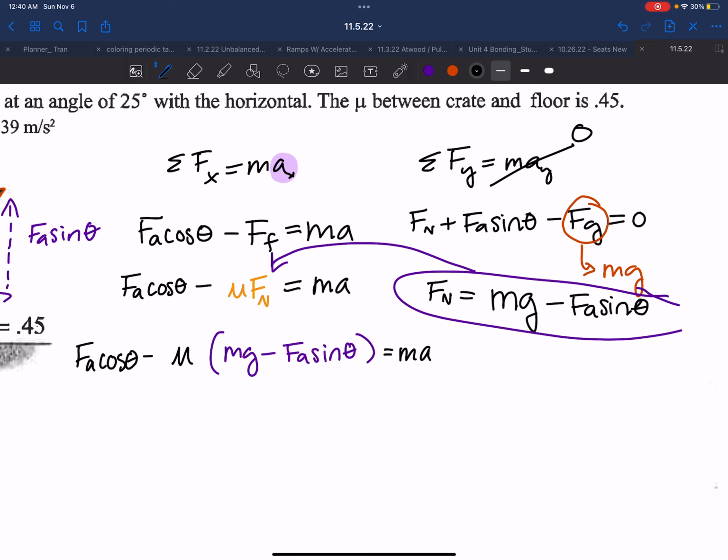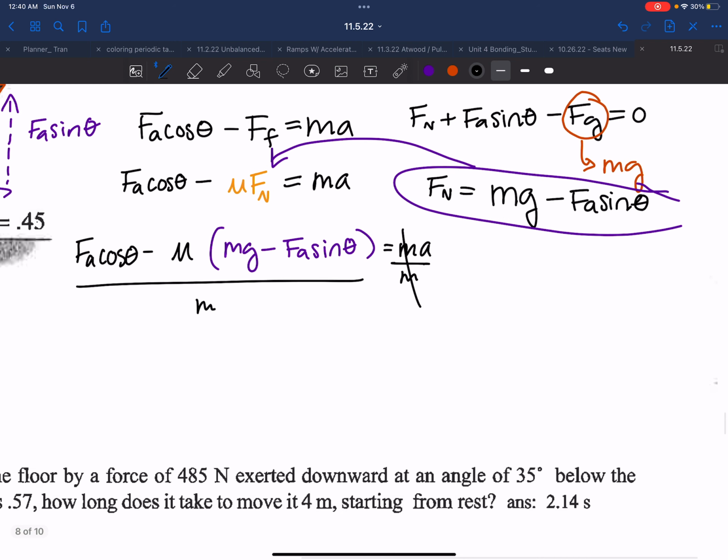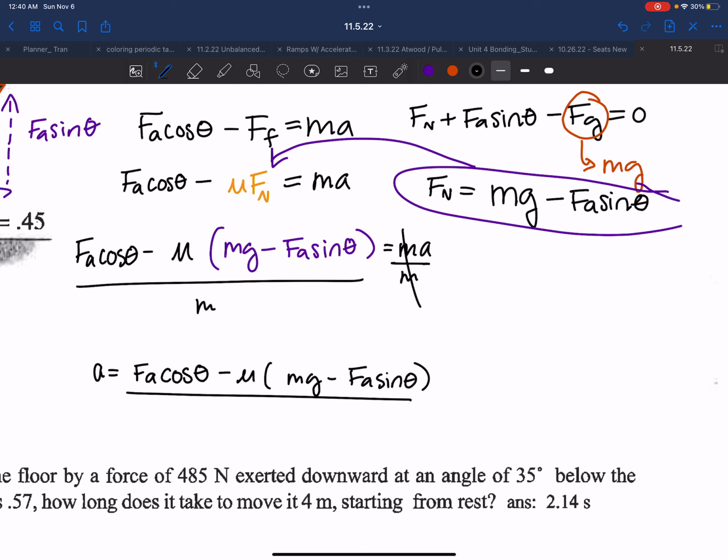Okay, so from here, really close. From here, I need to solve for a, so I'm going to divide by m on both sides. Acceleration will end up being, I'm just going to rewrite everything, F_A cosine theta minus mu times mg minus F_A sine theta. Okay, so all of these values, I'm just going to plug in the numbers.